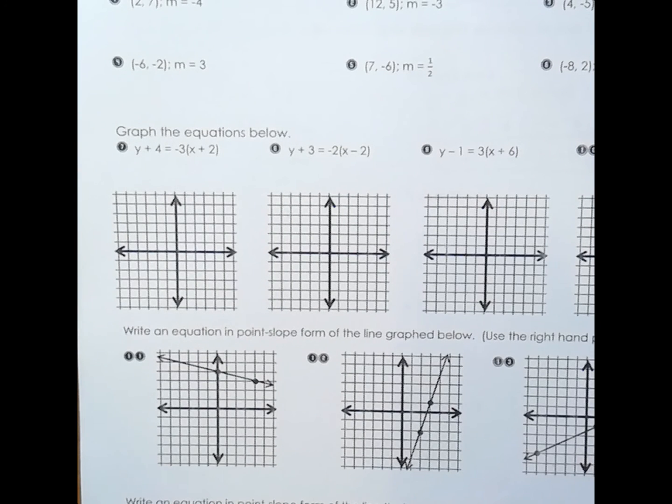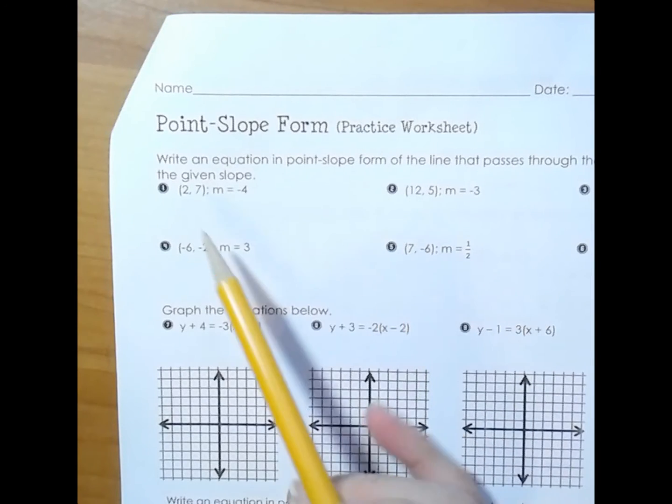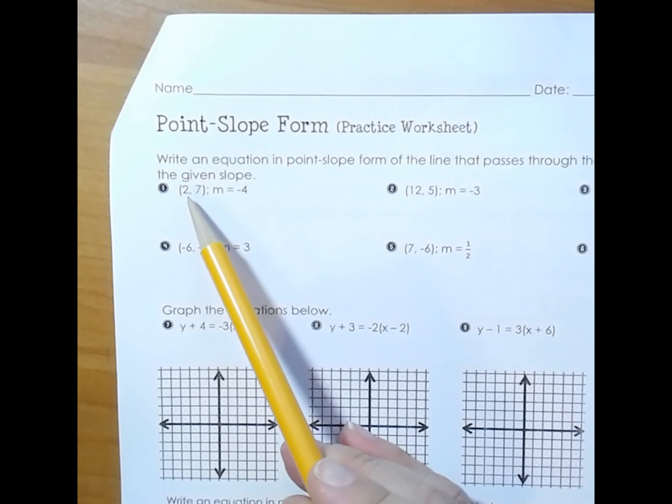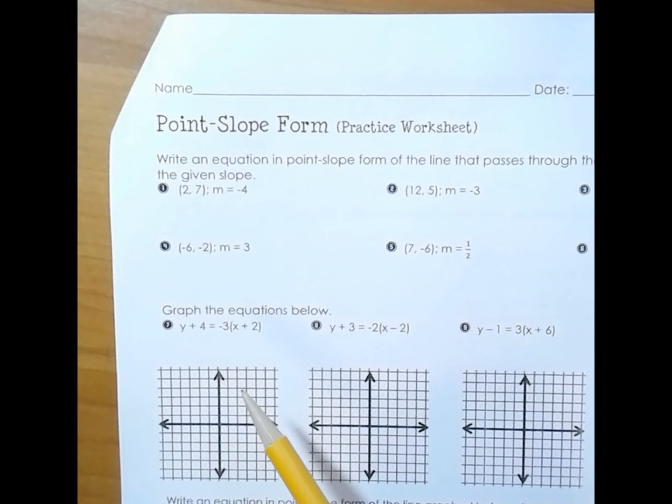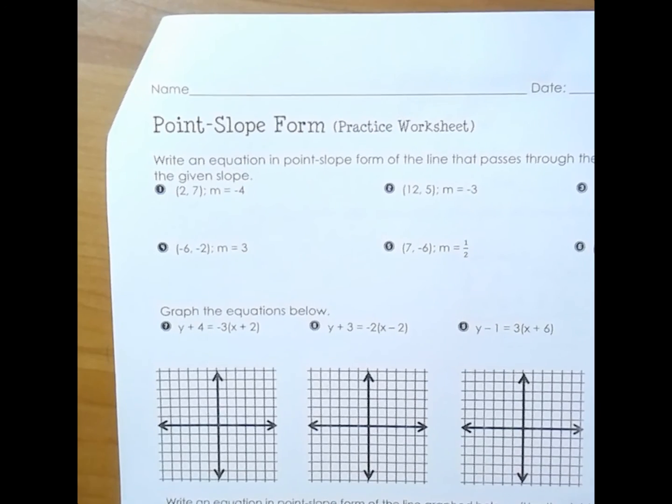Okay, last thing that we want to take a look at with point slope form, we've already covered how to write an equation if you know a point and a slope or if you know 2 points, but we haven't looked at the graph at all. So let me go over one example of each of those with you.